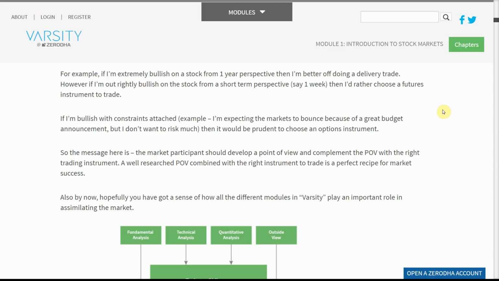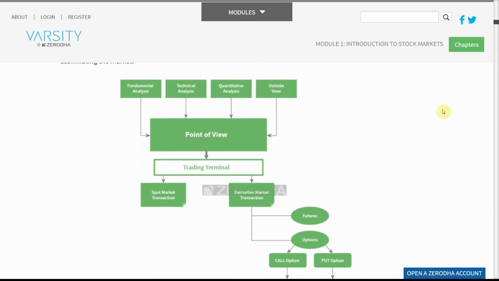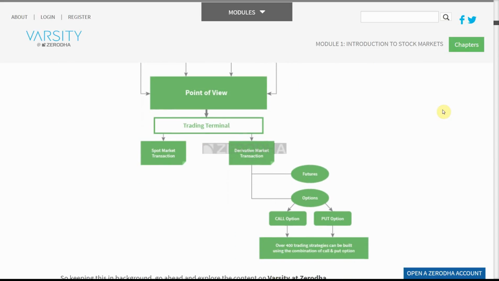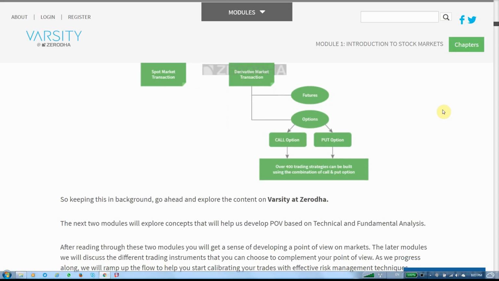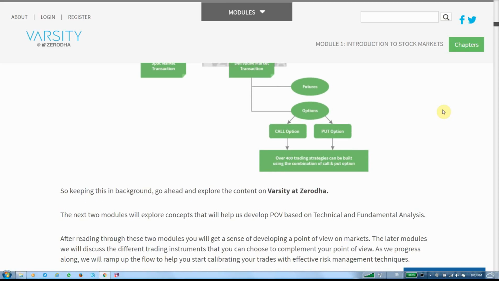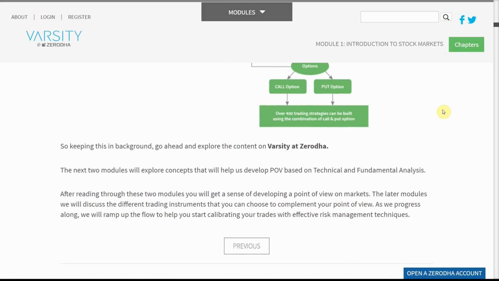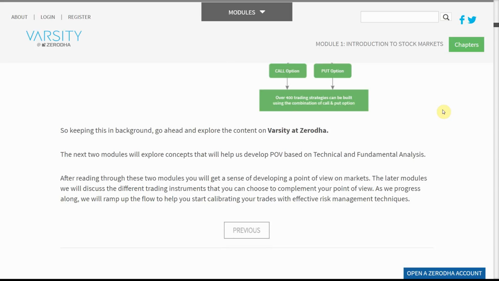So keeping this in background, go ahead and explore the content on Varsity at Zerodha. The next 2 modules will explore concepts that will help us develop POV based on technical and fundamental analysis. After reading through these 2 modules, you will get a sense of developing a point of view on markets. In the later modules, we will discuss the different trading instruments that you can choose to complement your point of view. As we progress along, we will ramp up the flow to help you start calibrating your trades with effective risk management techniques.